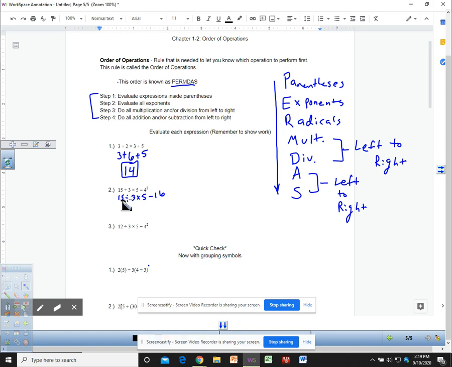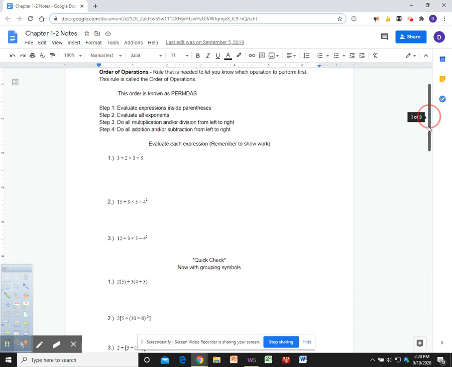Do we have any multiplying and dividing? Yes, so we go in order from left to right. 15 divided by 3 is 5, times 5, minus 16. Do we have any multiplying? We still do. So then you have 25 minus 16. Now we're all done with multiplying and dividing. So we do adding, subtracting, and we have our answer to be 9. And that is order of operations.